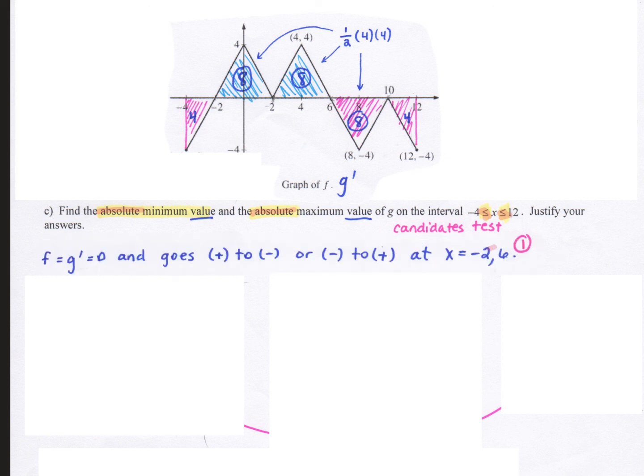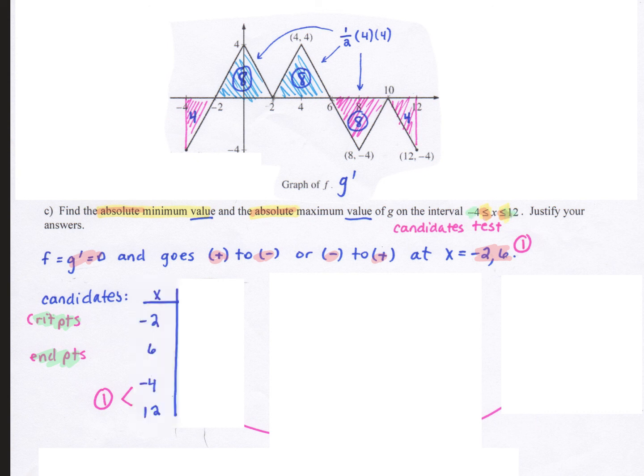I'm going to choose -2 and 6 to be candidates because it's where g prime equals 0 and undergoes a sign change, either positive to negative or negative to positive. So those are my critical points that I'm going to analyze. And also I know my endpoints belong in my candidates test as well, and they are the -4 and the 12. So here's my short list of possibilities to be absolute min and absolute max.